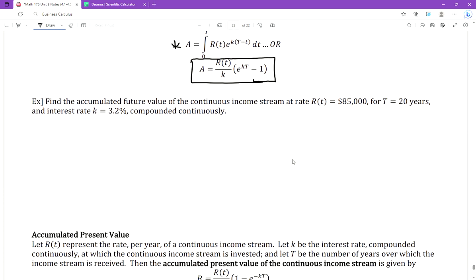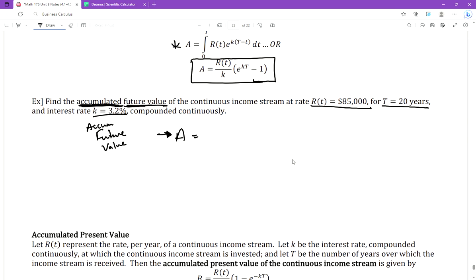It says find the accumulated future value of the continuous income stream at rate R of t equals 85,000 for t equals 20 years and interest rate K equals 3.2%, compounded continuously. So our future value, they use capital A for that. That's our future value in this problem. Sometimes they change the letters. So future value is A in this scenario.